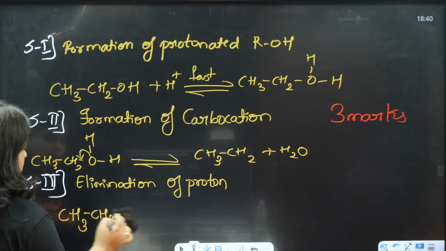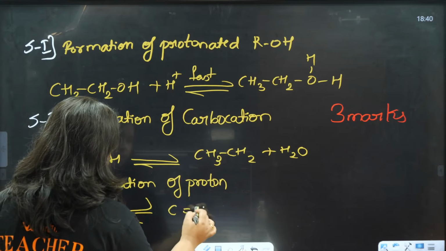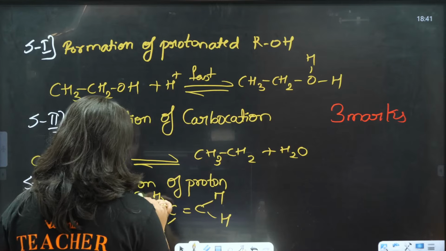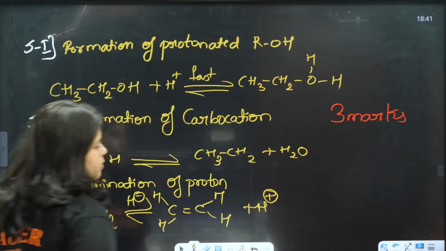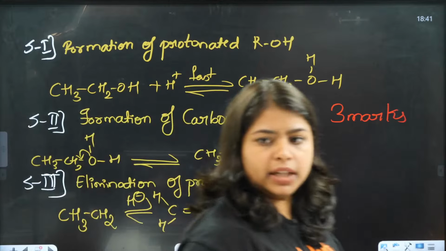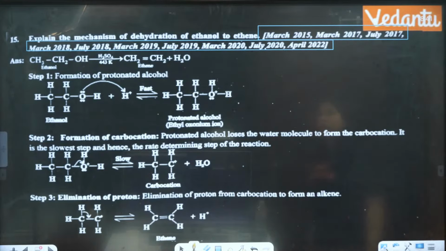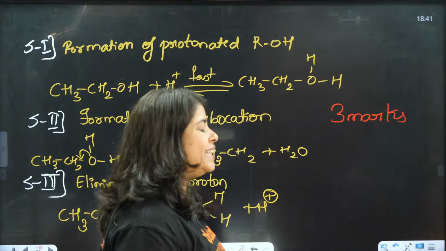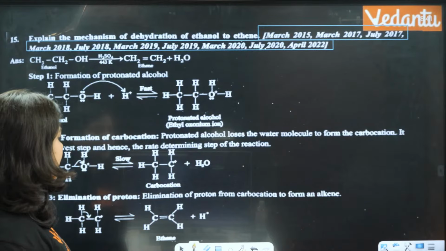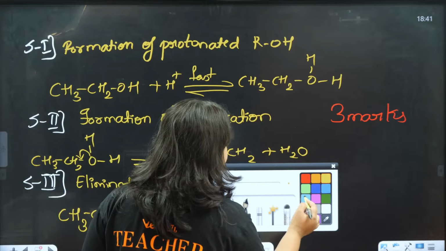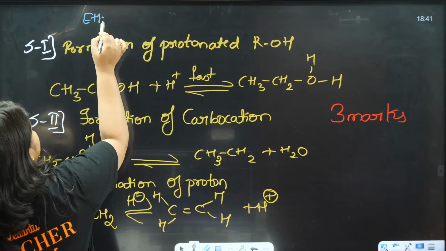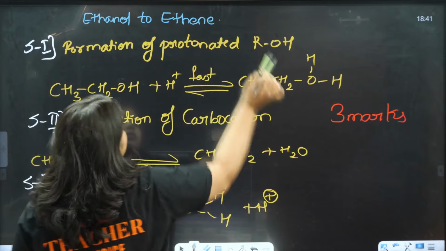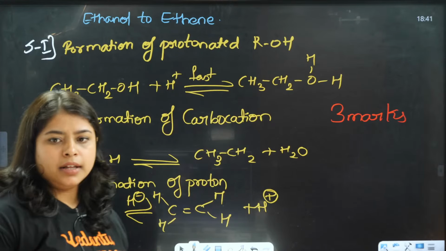There will be an elimination process. This is how the elimination is going to happen. Done. It's an important question: mechanism of dehydration of ethanol to ethene. Ethanol to ethene is going to be formed. Clear?